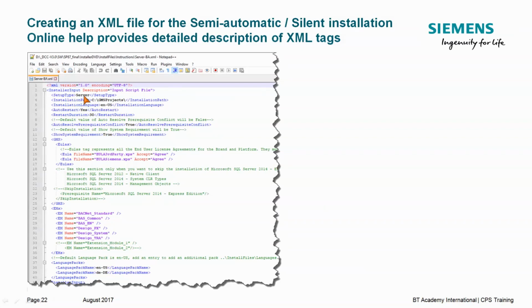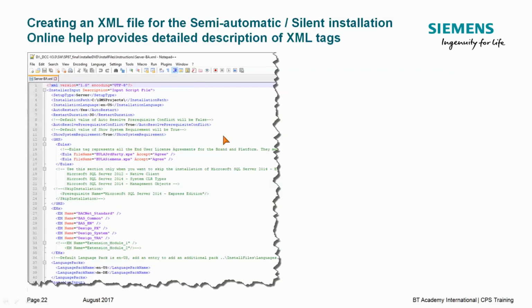So is it a server? Is it a front-end processor or a client? Then the installation path, the installation language, if auto restart, if this feature is going to be used or not, and so on and so on. So when you are familiar with the version 2.1 installation, then all those points, you know what they basically mean.